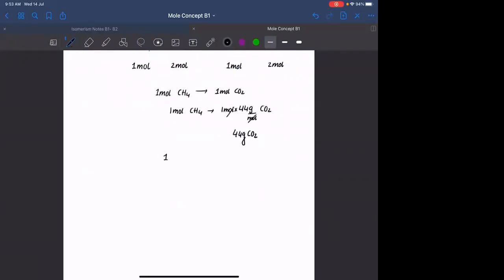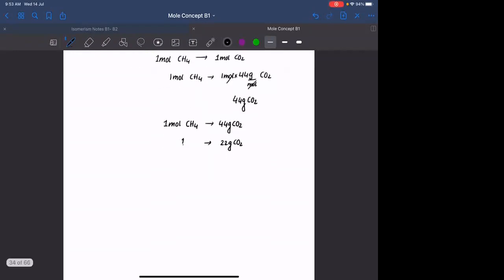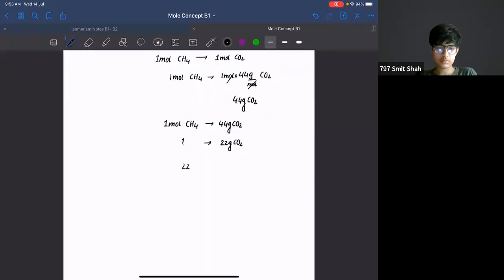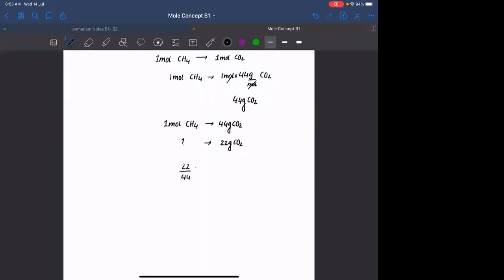If 1 mole is giving me 44 grams, how many moles would be required in order to get 22 grams of CO2? Half mole. 22 upon 44 into 1, which is equal to half mole CH4. बस हो गया.